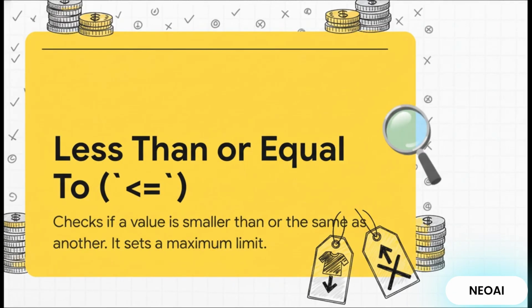And of course, the opposite is less than or equal to. This one is for setting a ceiling, a maximum limit. Let's say you're shopping and you've told yourself, I will not spend more than $50 on this. That's your logic. So if the price is exactly 50, you're good. If it's 49, you're good. But the second it hits 51, nope, the condition is false.